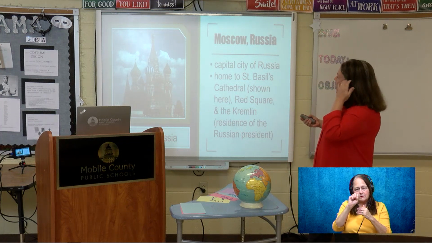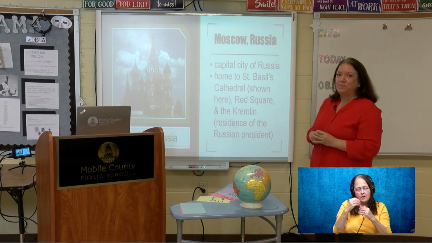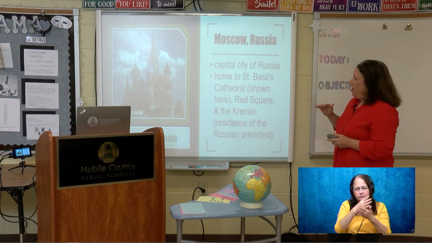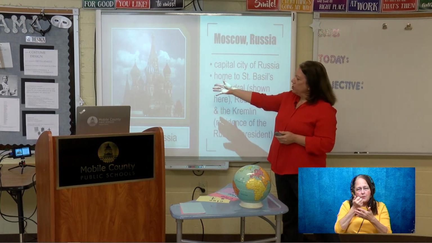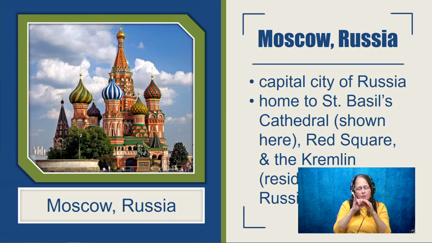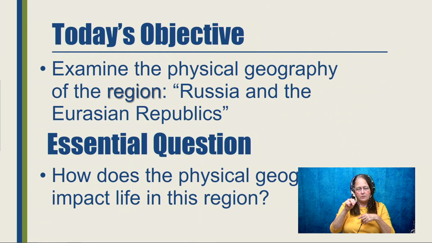Let's learn some quick facts about Moscow. And here's a beautiful image of St. Basil's Cathedral, which was a church that was built in the 1500s. Moscow is the capital city of Russia. It's home to this St. Basil's Cathedral as well as Red Square, the Kremlin, which is the residence of the Russian president, Vladimir Putin. So if you've guessed that we're probably going to be talking about Russia today, then you're on track.